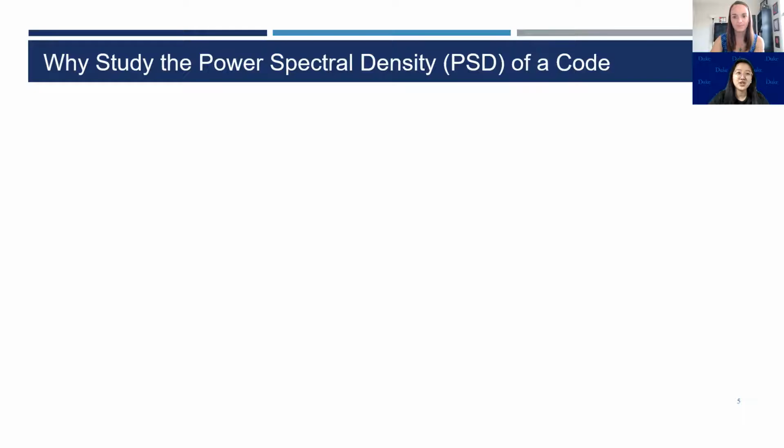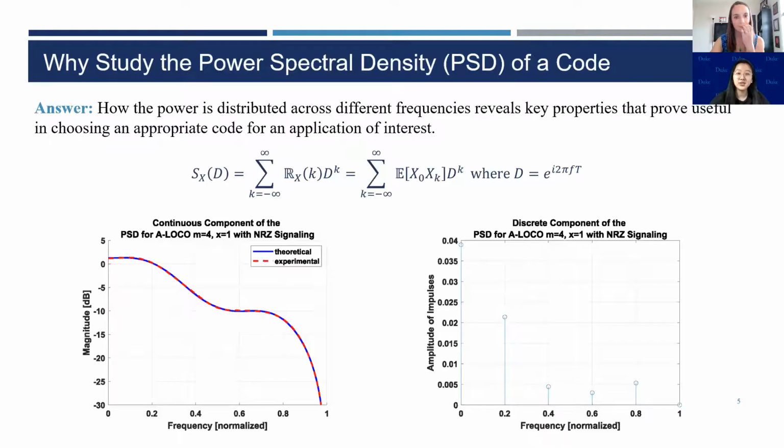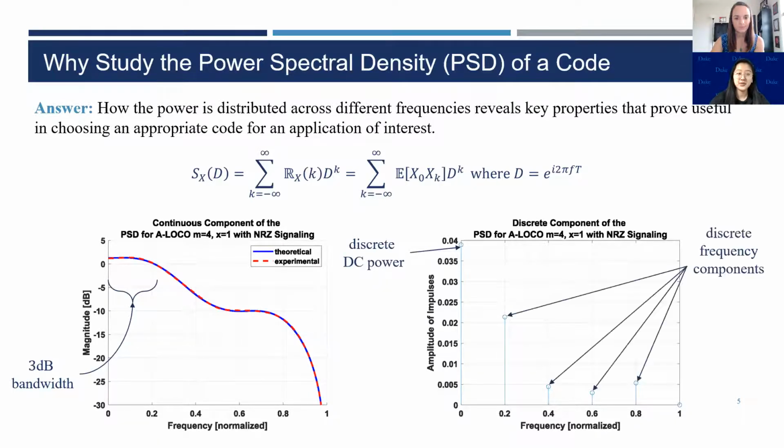So in data storage and transmission, deriving the power spectrum density of a random stream of data is critical in both the infinite and, more importantly, the finite length scenarios. So how the power is distributed across different frequencies can reveal key properties that prove useful in choosing an appropriate code for an application of interest. If we have a glimpse at some of our PSD plots, we can identify properties such as the stream bandwidth, which is the frequency range in which most of the power is allocated, and the average power of the stream at DC, as well as other frequencies with discrete power.